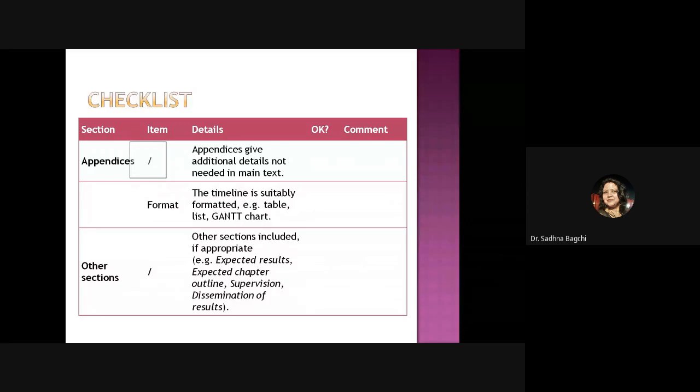The last section is the other section. Include it if appropriate, for example chapter outlines and provisions. These are all the other section. That is the last part of your checklist. When all these checklist items are completed, your research proposal is ready to submit, and you can submit it anywhere.